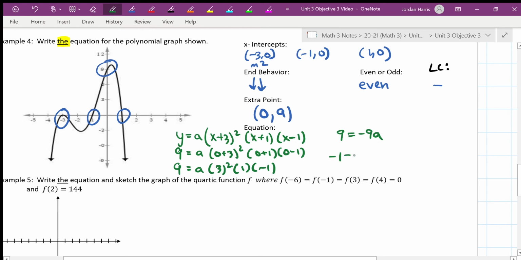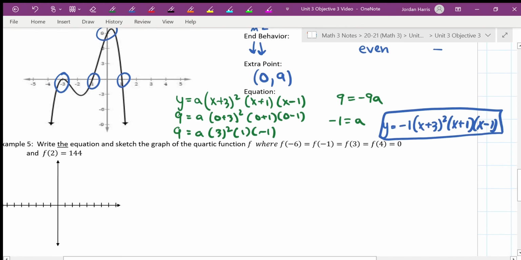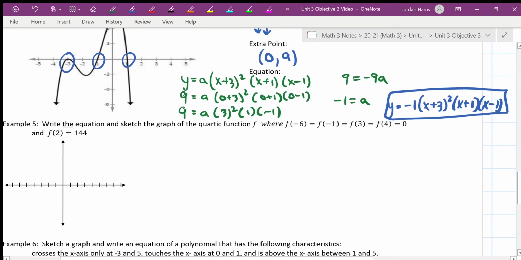Divide, and I get negative 1 again. It will not always be negative 1. It's a coincidence. So negative 1, (x plus 3) squared, (x plus 1), (x minus 1). Done. Okay, so that's the equation.